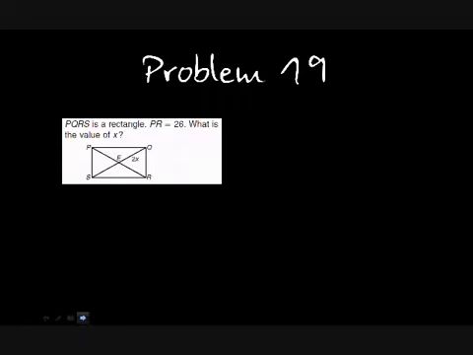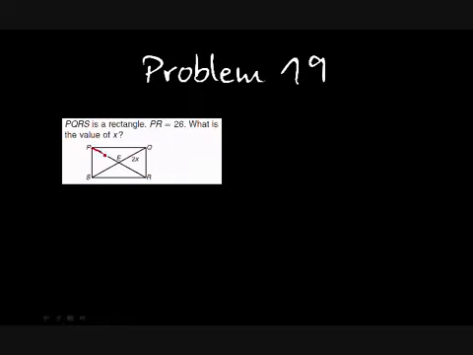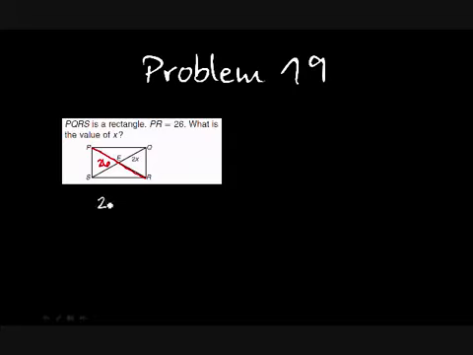Okay, problem 19, PQRS is a rectangle. PR is 26, and they want to know what the value of x is. So PR here is 26. And the big key here that you want to know is that the diagonals are congruent. So 26 equals 2x, which is that other diagonal from S to Q.